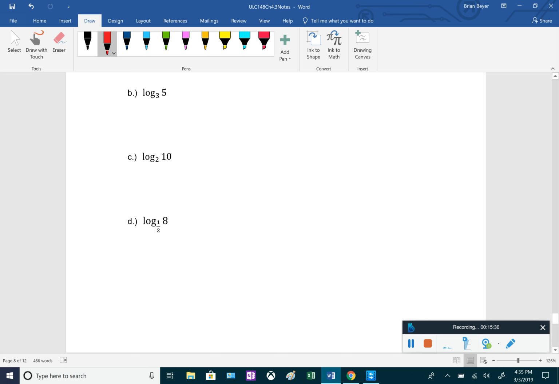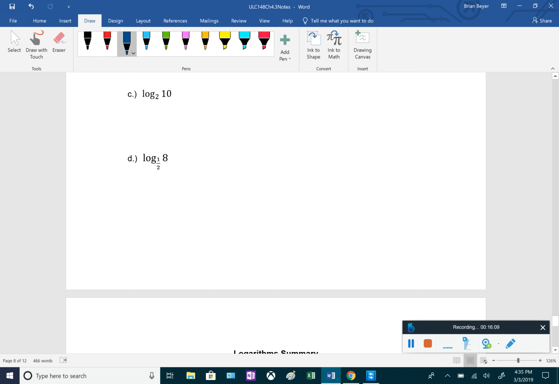Okay, next one, log base 3 of 5. So it's 3 raised up to what power equals 5. So we should know the answer is going to be about 1 point something, because 3 to the first power is 3, 3 to the second is 9. So I'm going to use ln again. So it's going to be the ln of the input divided by the ln of the base, ln of 5 divided by ln of 3. We get about 1.46. Once again, we could have used log base 10.